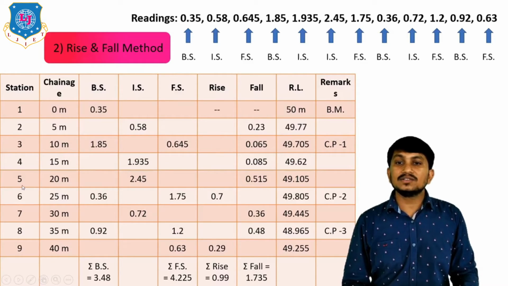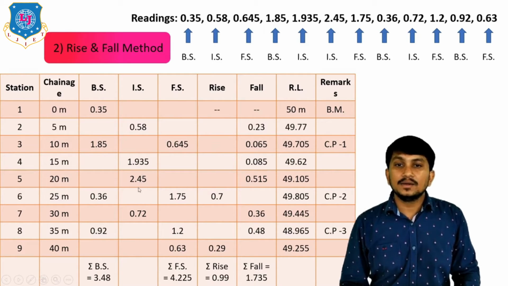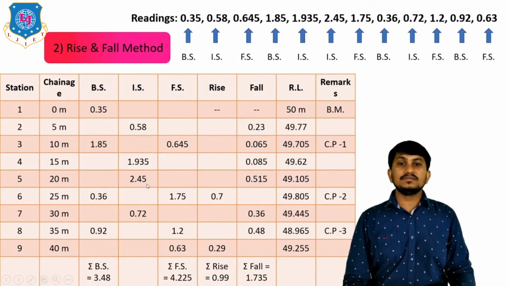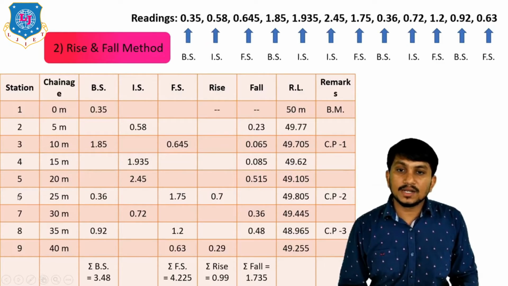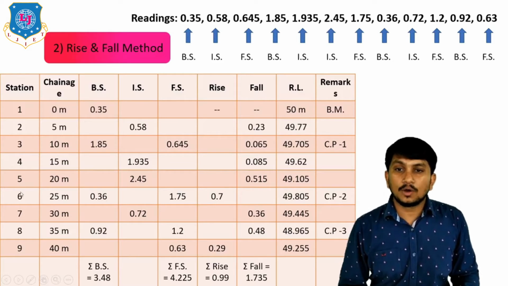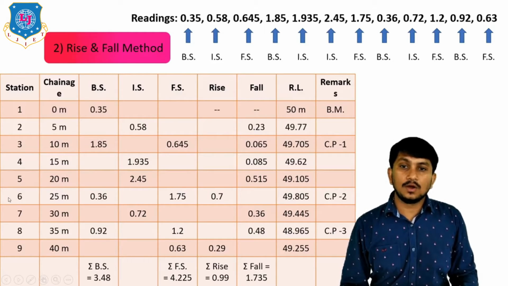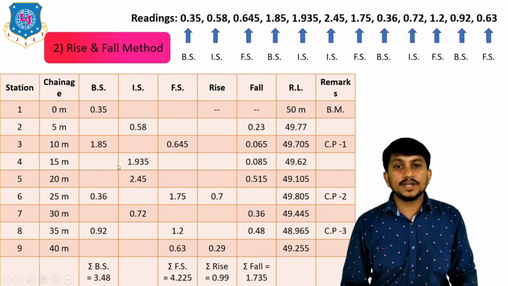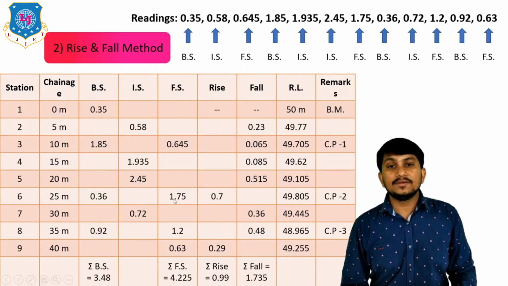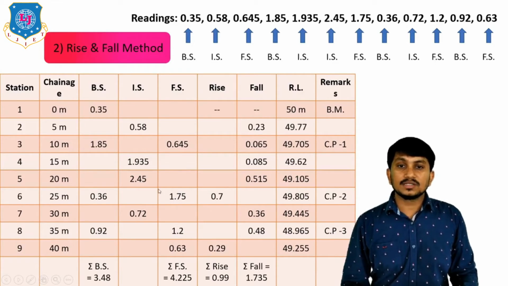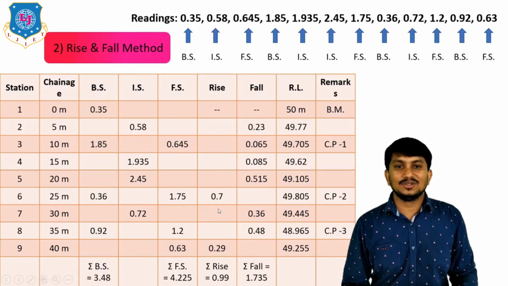To find out the rise or fall of the fifth station, we have to deduct 1.935 minus 2.45. The value is minus, so it is written in the fall column. Next, to find out the rise or fall of the sixth station, we have to deduct 1.75 from 2.45. So 2.45 minus 1.75 gives plus 0.7. Because of the plus sign, it is written in the rise column.